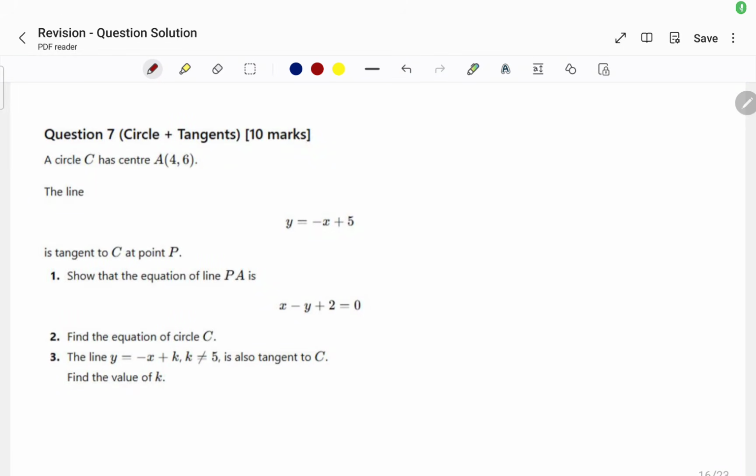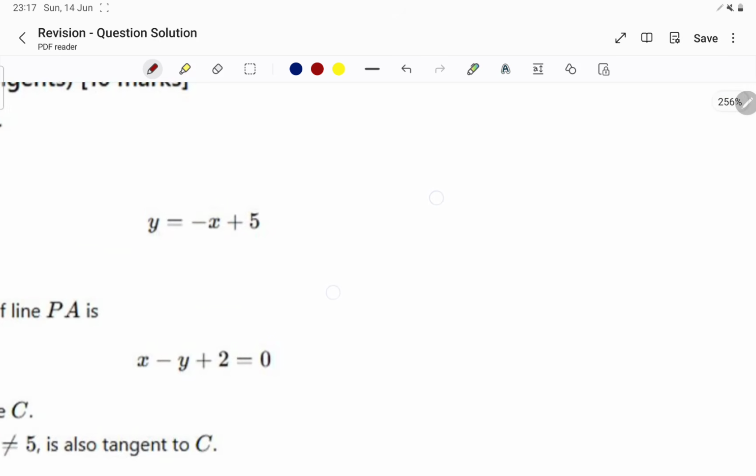We proceed to question 7. A circle has a center A (4, 6), and the line y equal to negative x plus 5 is tangent to C at point P. The first question is to show that the equation of line PA is x minus y plus 2 equal to 0. So for this one, since they mentioned the center, right?